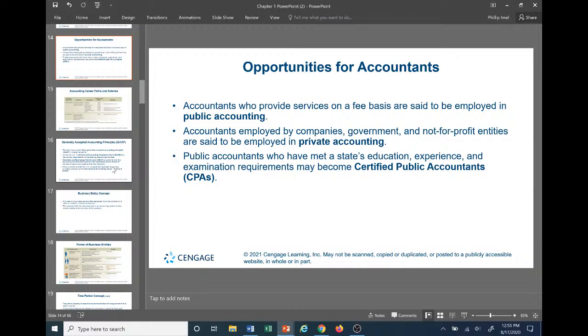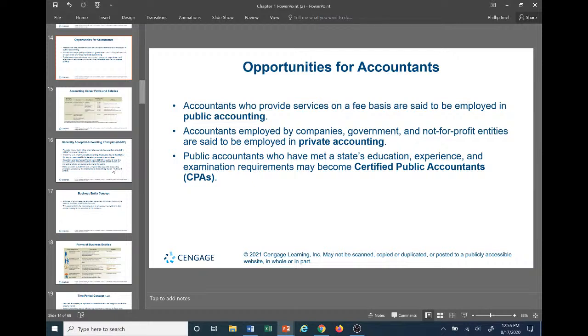Accountants employed by companies, government, and not-for-profit entities are said to be employed in private accounting. So this means you work in private industry, pretty much. You actually work for an individual firm, be it a public company or a private company. Maybe you work for the government, or maybe you work for a not-for-profit entity, like a college, a university or a hospital. Those are employed in private accounting. Public accountants who meet a state's education, experience, and examination requirements may also become certified public accountants, which is the gold standard, or the black belt, as you will, for accountants.